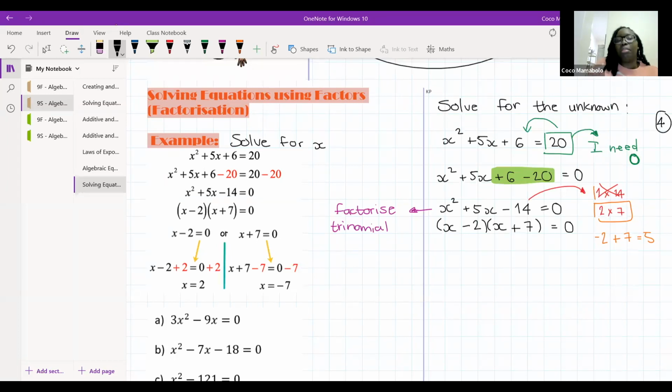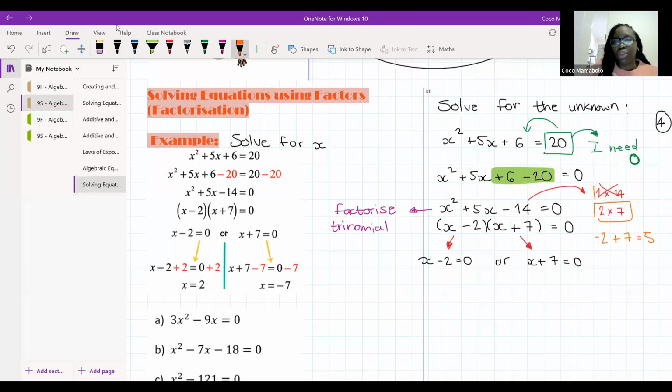Excellent. All right. I want us to do the next step together. We're going to split this, and we're going to take this first bracket and make it equal to 0. So I'm going to go x minus 2 is equal to 0. Or can you do the other bracket for me, Palisa? x plus 7 equals 0. Good. Now we're going to solve for x.